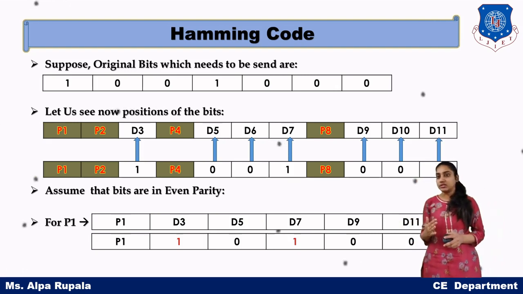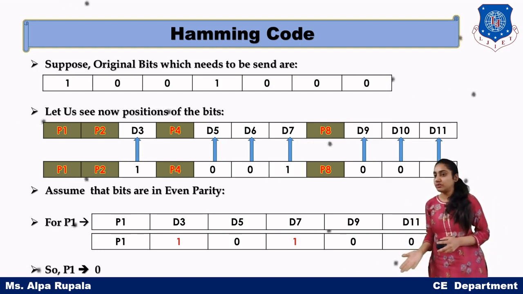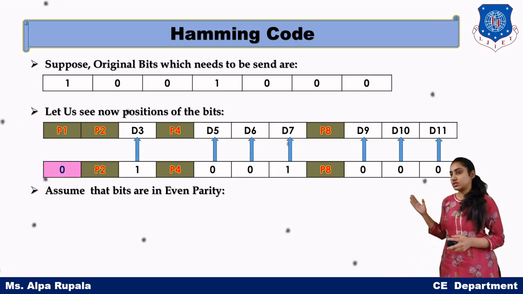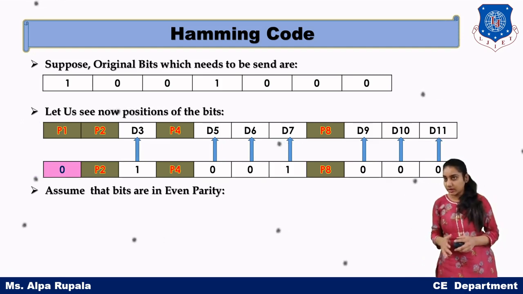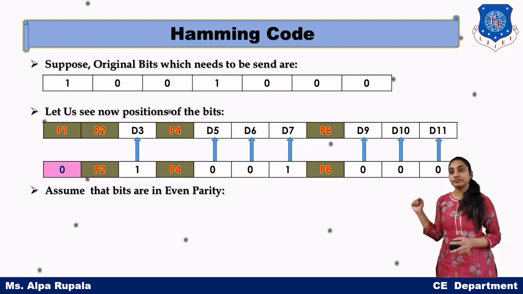The number of 1s in this P1 sequence is already even parity, so the P1 value will be 0. Now we have the P1 value, 0, which is already replaced in our diagram. You can see that in purple color.